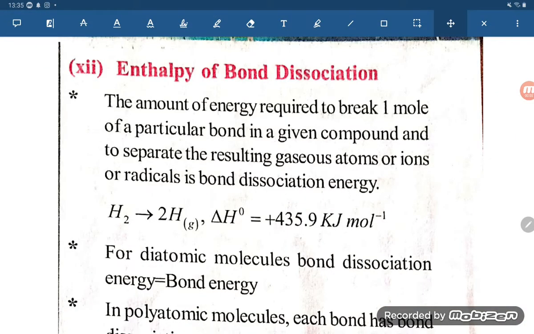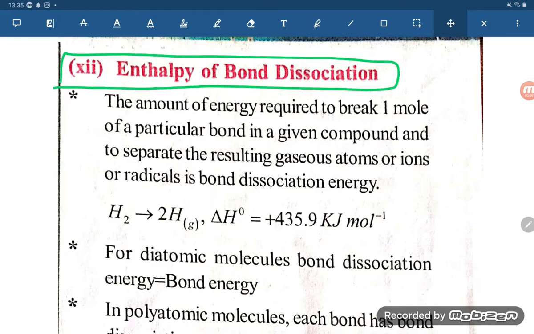Hello students, let us try to understand the enthalpy of bond dissociation. In other words, it is also known as bond dissociation enthalpy. So let us try to understand, students, what is the meaning of bond dissociation enthalpy.